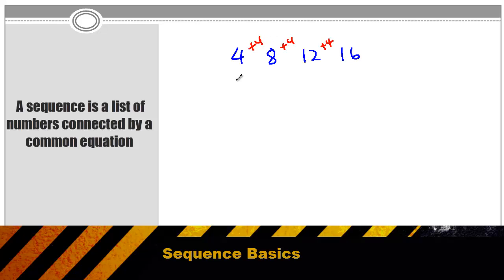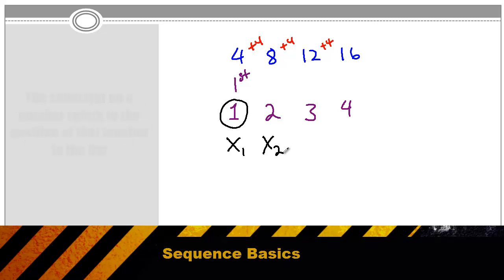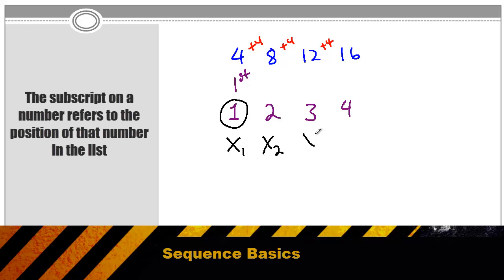And in a sequence, you can label each number as to the order it appears in the list. For example, my first number, which is 4, I could label as number 1. Then 8 is in the number 2 position, and 12 is in the number 3 position, and so on. In a sequence, the position of the number is written as a subscript in some variable. So my 4, I could label as x subscript 1, and my 8, I could label as x subscript 2 because it's in the second position, and so on.